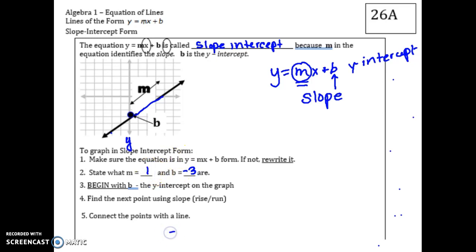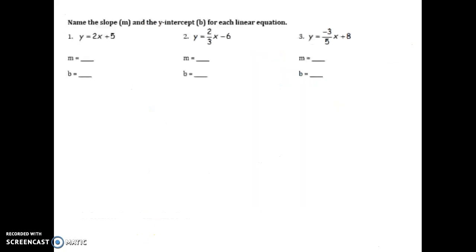To find out what the slope is, you're going to begin with the point b, and then find the next point by doing rise over run. Rise over run, rise over run. You can see where it's consistently 1. And then you would connect the points with a line.